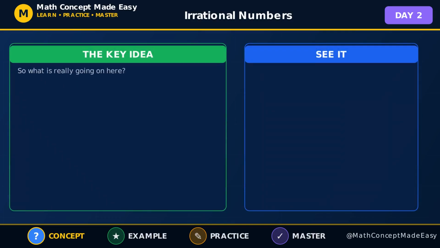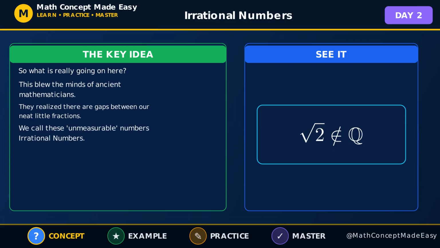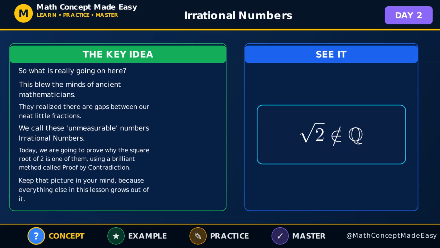So what is really going on here? This blew the minds of ancient mathematicians. They realized there are gaps between our neat little fractions. We call these unmeasurable numbers irrational numbers. Today, we are going to prove why the square root of 2 is one of them, using a brilliant method called proof by contradiction. Keep that picture in your mind, because everything else in this lesson grows out of it.